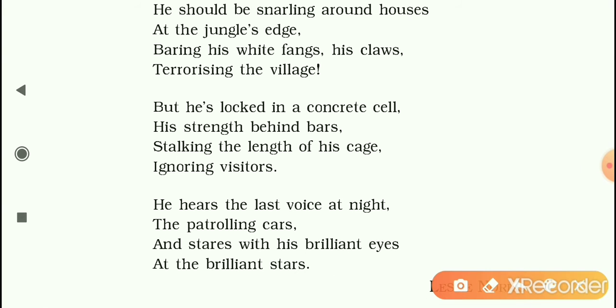But the tiger is not being able to do any of these things because he is put in a cage. He is not in his natural habitat. He is living a secluded life. He is locked in a concrete cell.